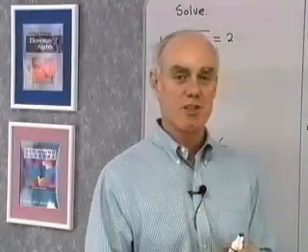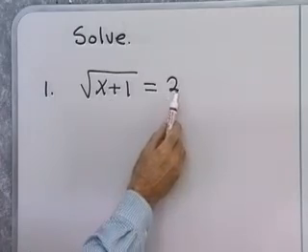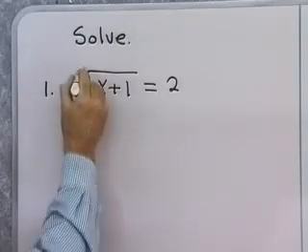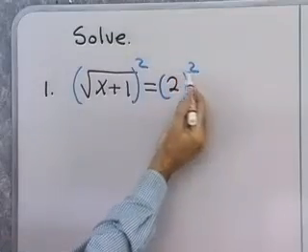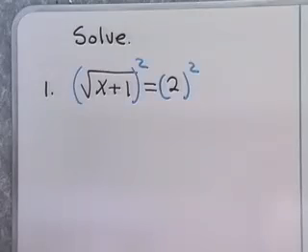We want to solve some equations that contain radicals. Square root of x plus 1 is equal to 2. I want to solve this for x. I need to get rid of the square root that's on the left side. I can do that by squaring both sides of the equation, and I can do that anytime I want as long as I check my solutions back in the original equation.